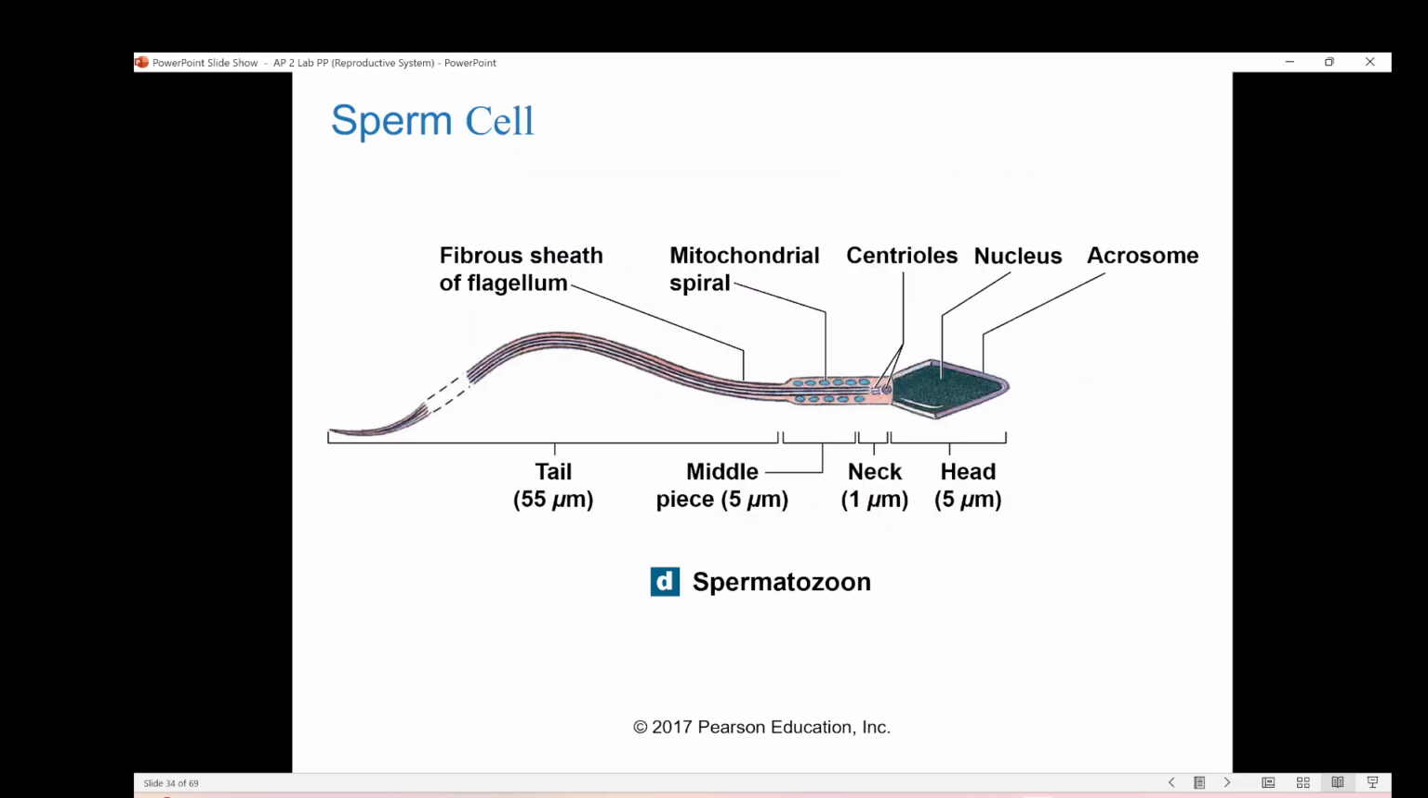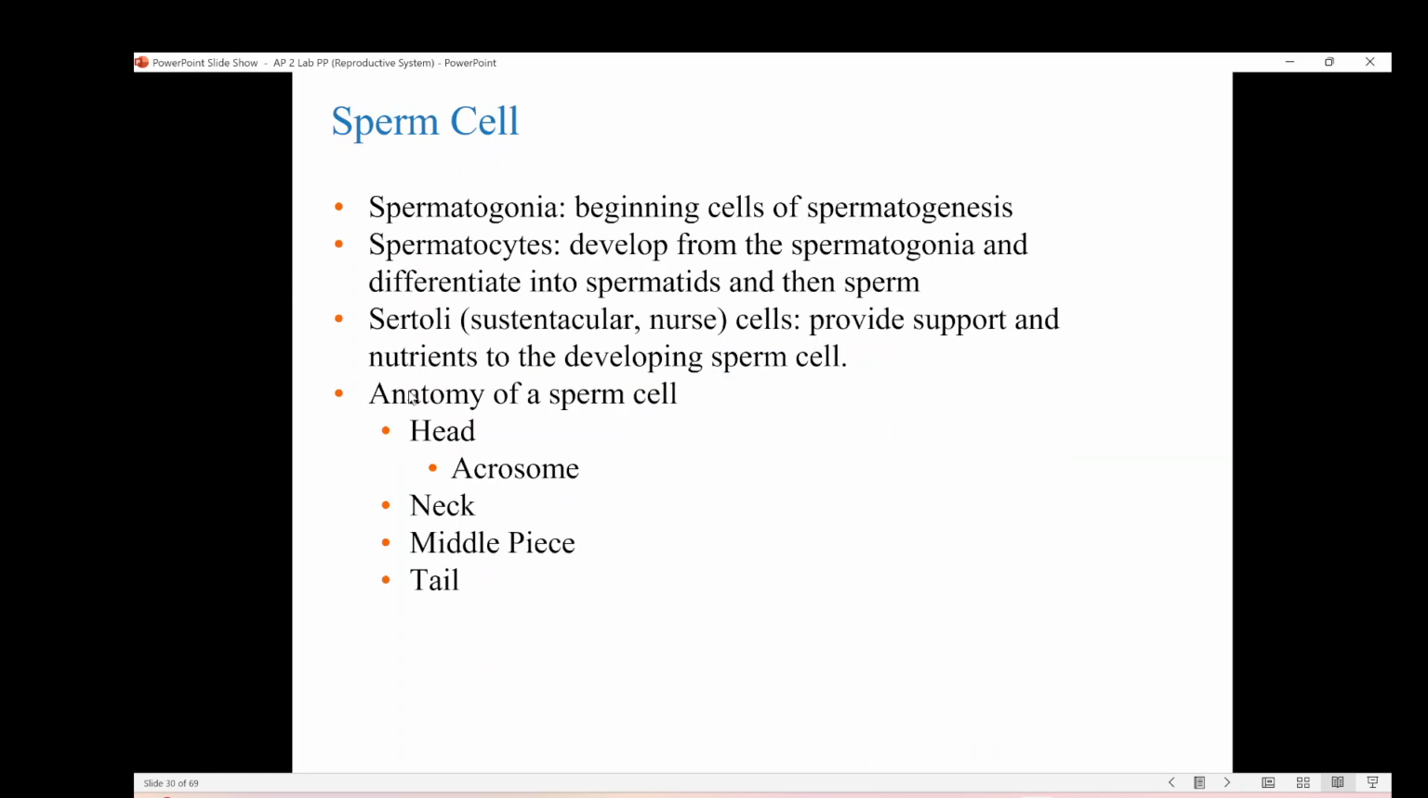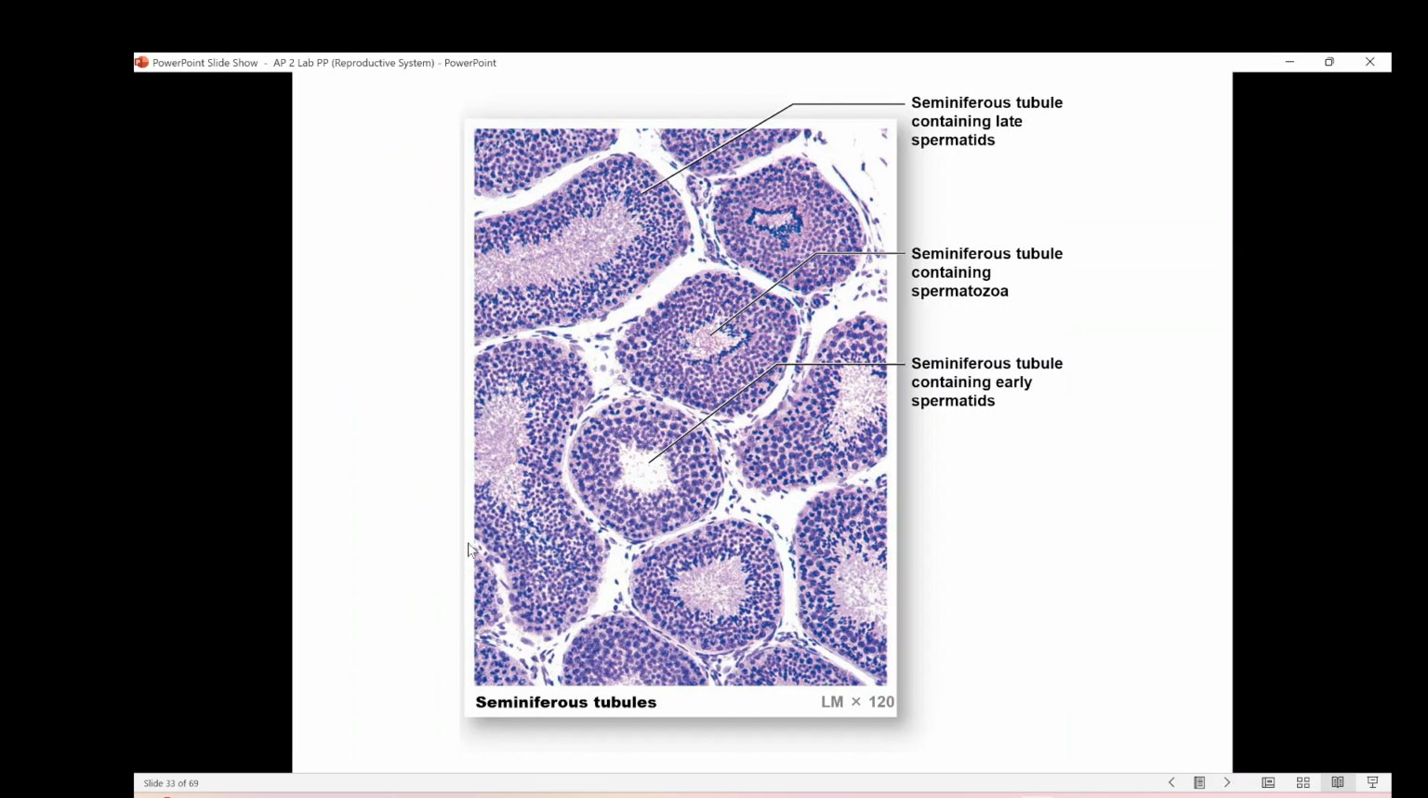Okay, so the last thing I want to show you is the actual anatomy of the sperm cell. Let me go back a moment, just so that we're following our notes. Right, so the sperm cell is going to have the head, and on the head, there's a little structure known as the acrosome. This is important for releasing different chemicals for fertilization. Right next to the head is the neck. Then there's an area called the middle piece. And then finally, there's a tail, also known as a flagellum.